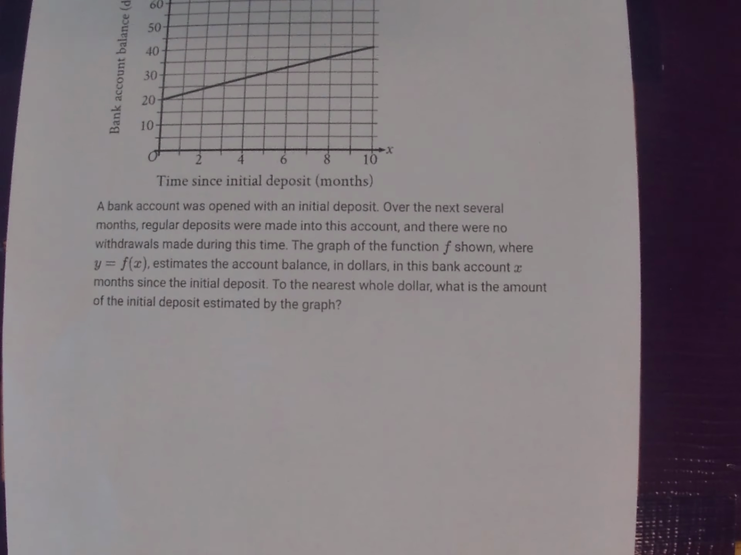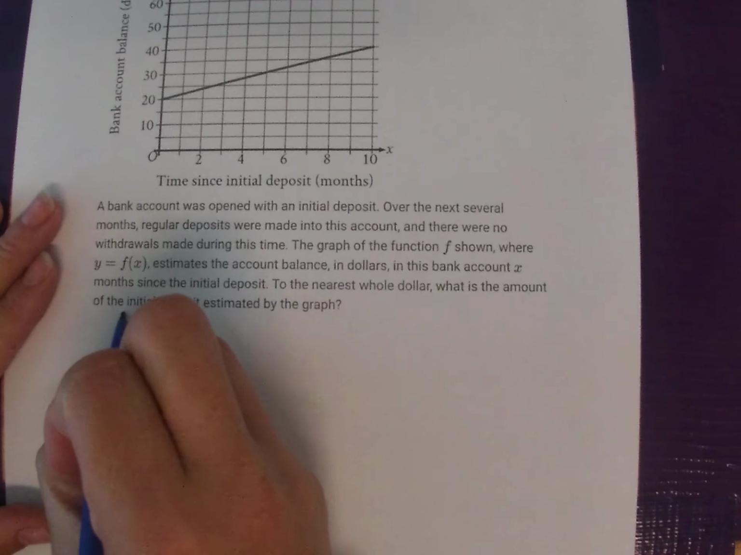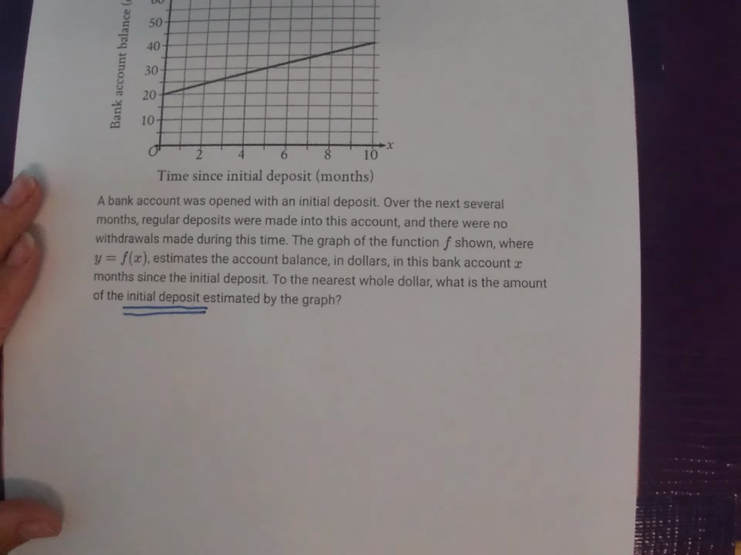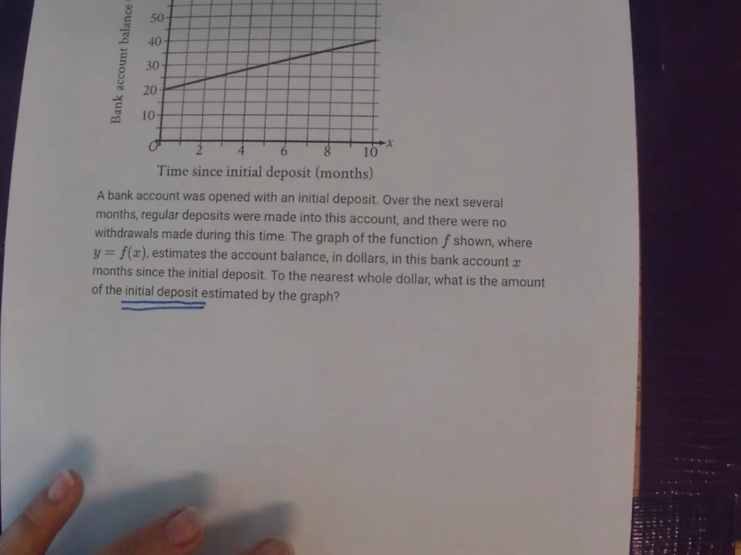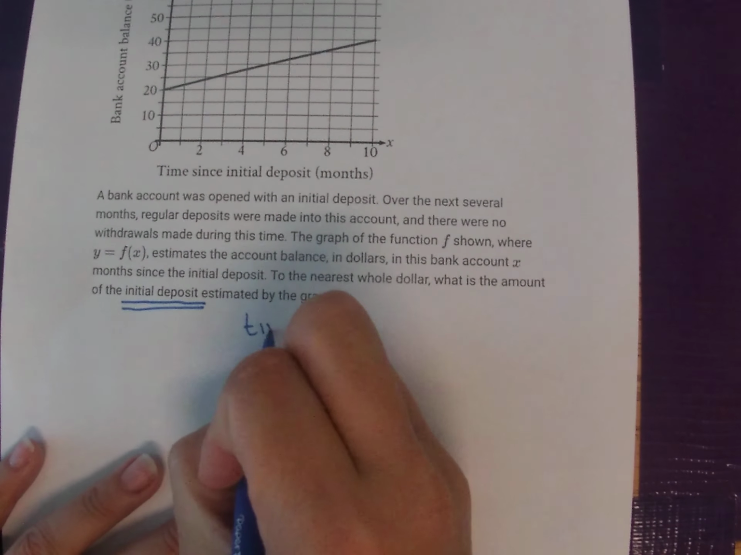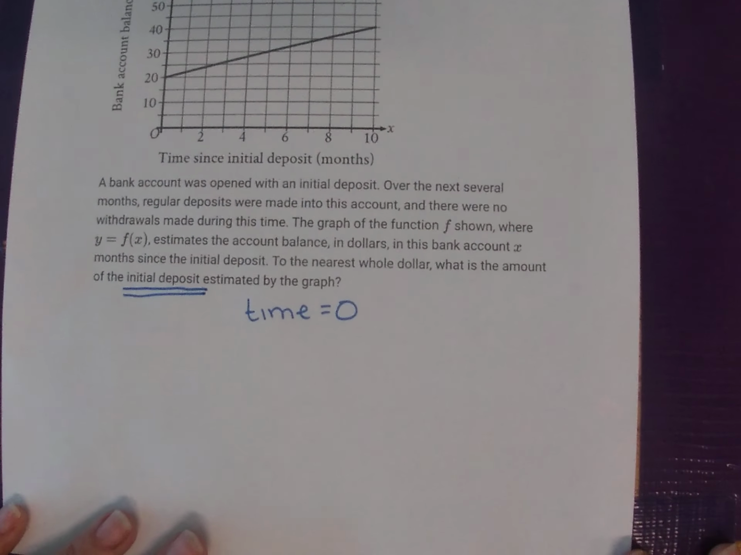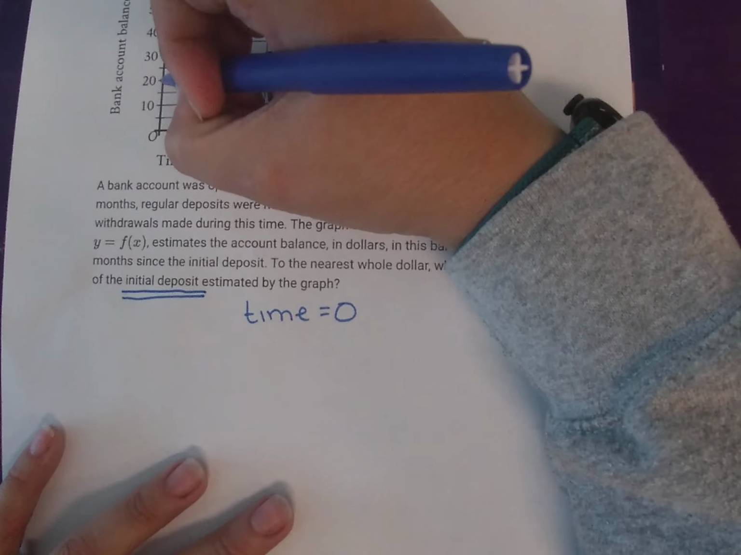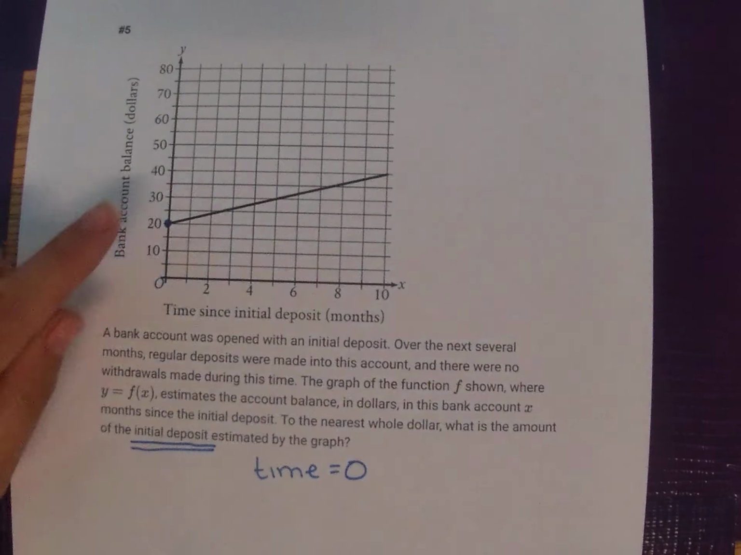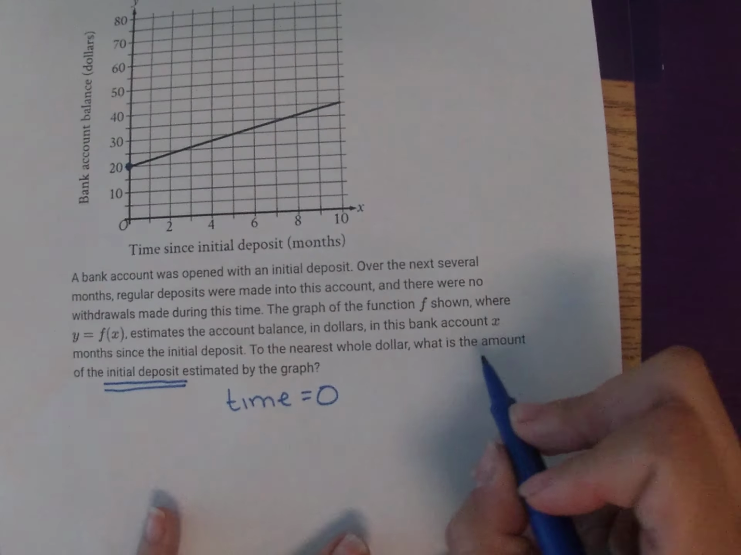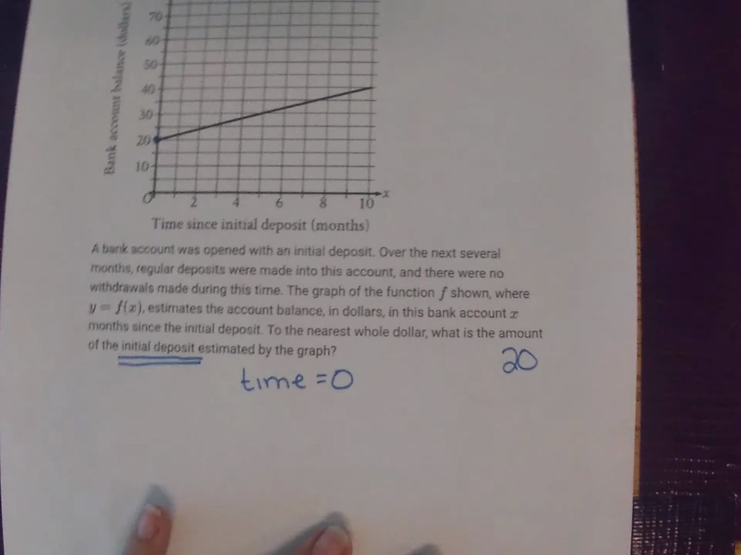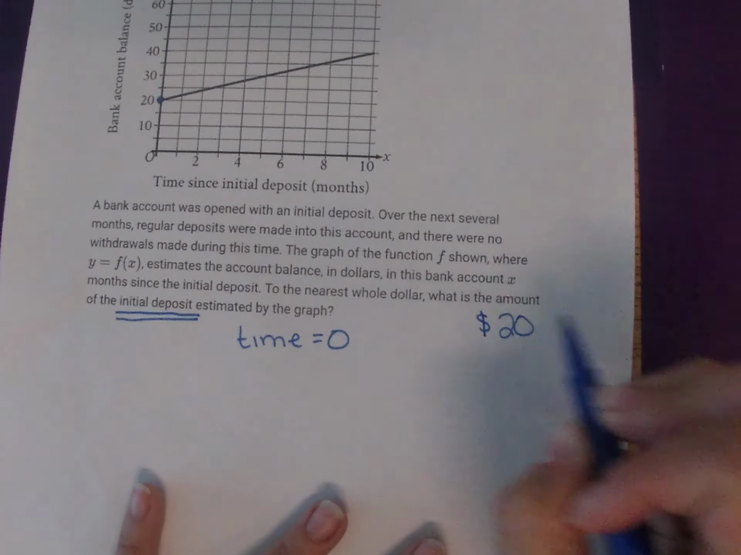So really, the only thing that's important in all of these words is we want to know what the initial deposit is. And the initial deposit means that the time has to equal 0. So if the time equals 0, that's our y-intercept. Our y-intercept right here is 20. So we would say the initial amount is $20.